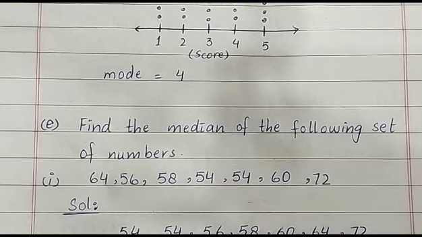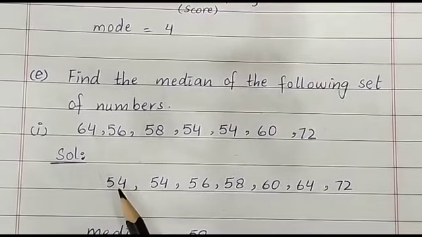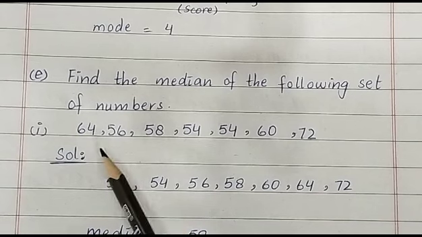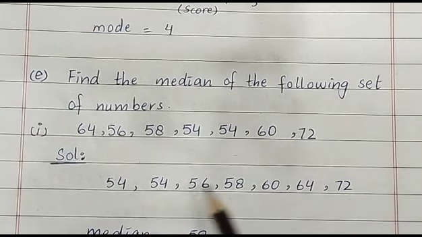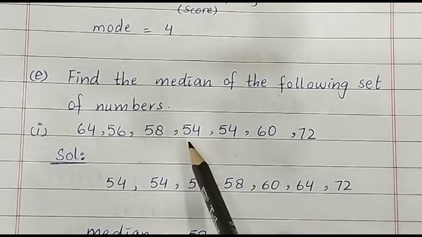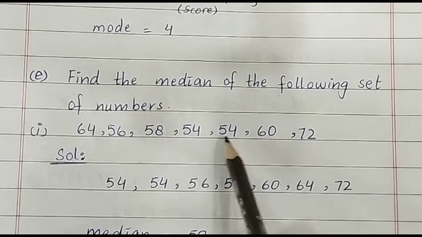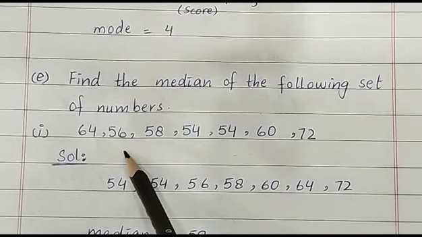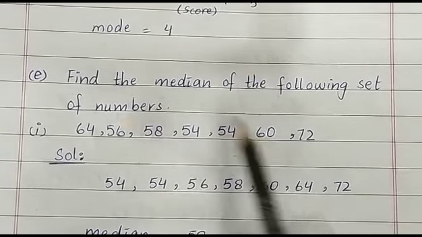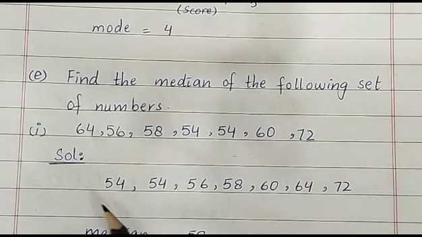So how are you going to find out the median when you have an odd number of quantities? You are going to arrange the data first. Arrange means either you can write the data in ascending order or in descending order. I have written this data in ascending order. First I have written the smallest value, which is 54. 54 comes 2 times, so I have written 54 2 times. Then it will be 56, then 58, then 60, 64 and 72. So I have arranged this in ascending order.